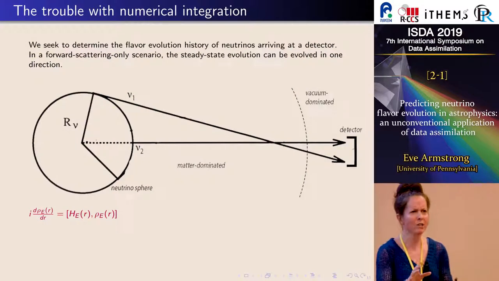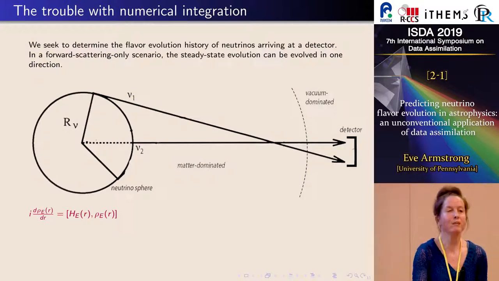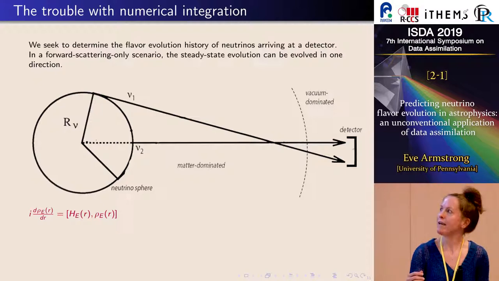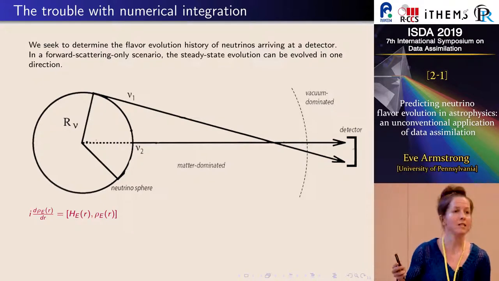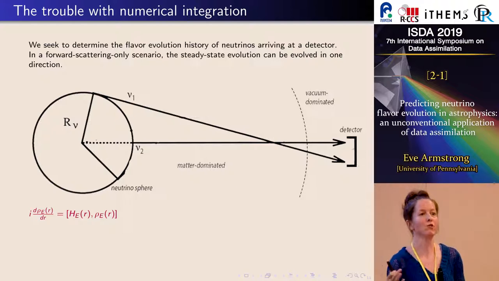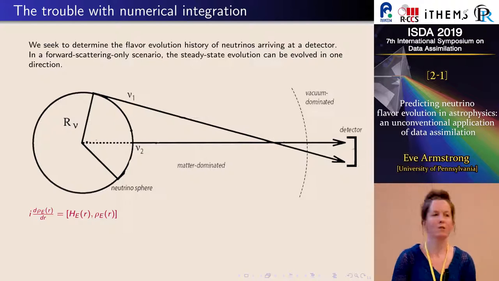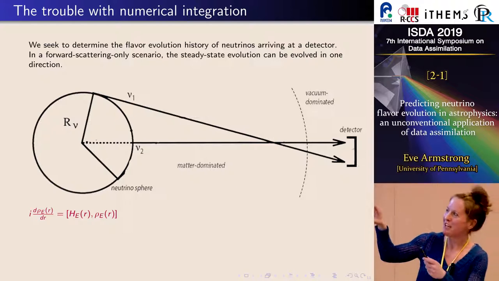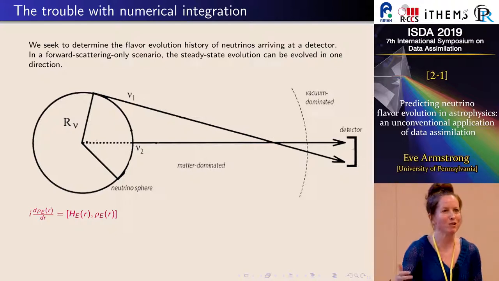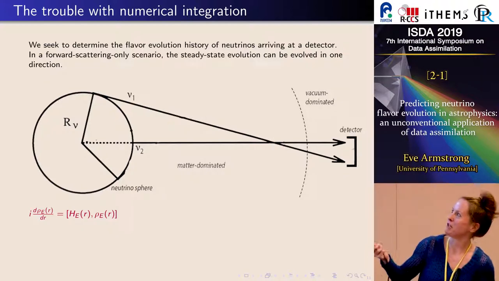Because we've got a problem here. Typically, in this field, the way they solve a problem is they start with a set of initial conditions at a detector, and they integrate backwards, simple numerical integration. Now, this works fine. And this is a cartoon representation of the scenario I just took you through. So let me familiarize you with it.